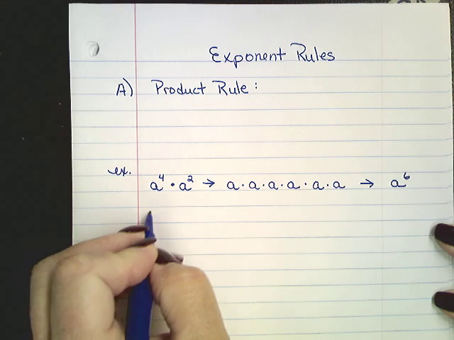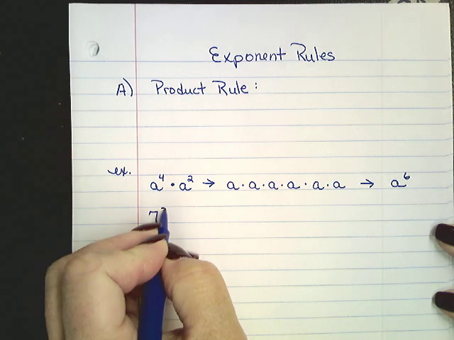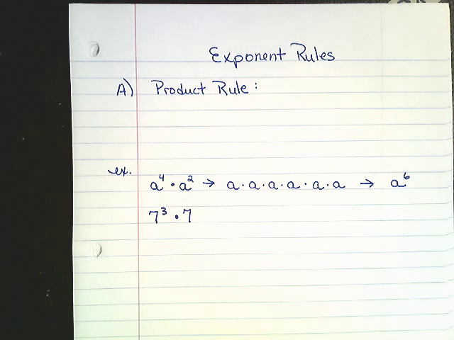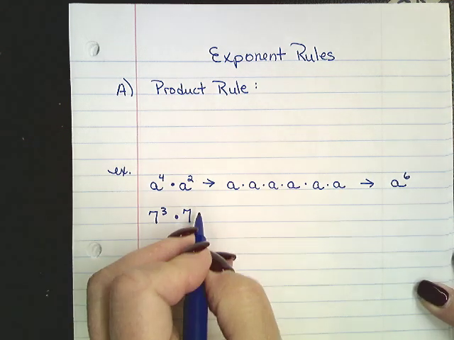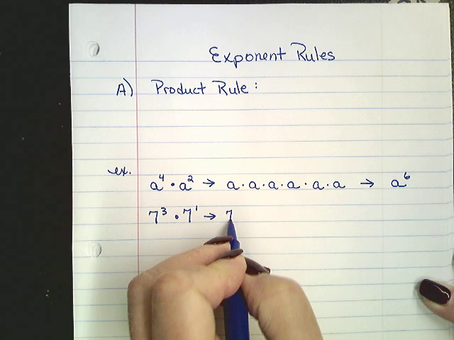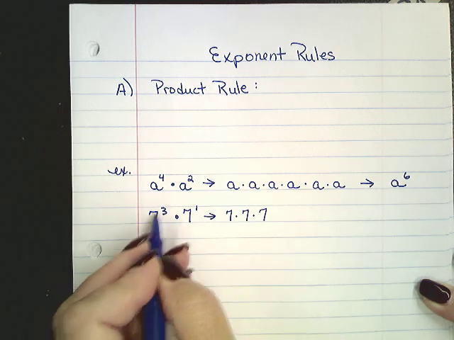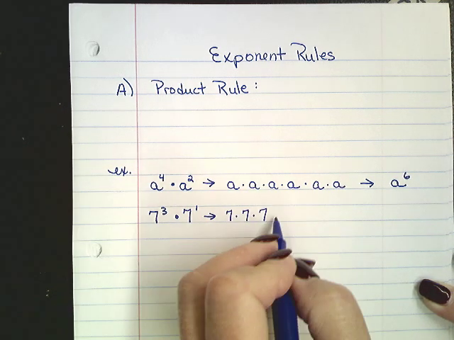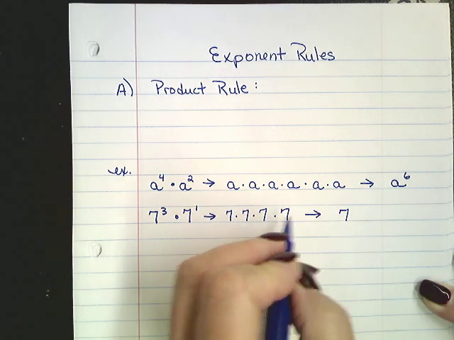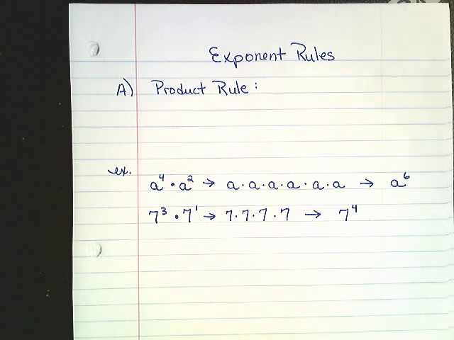Let's try another one. 7 to the 3rd power times 7. Now, what do we know that exponent to be? If it's not written there, it's always understood to be a 1. So there are 3 7s. 1, 2, 3. 3 7s, and this one, there is 1. So altogether there are 1, 2, 3, 4 7s. Remember, keep that base. You are not multiplying the 7s. The base stays the same.